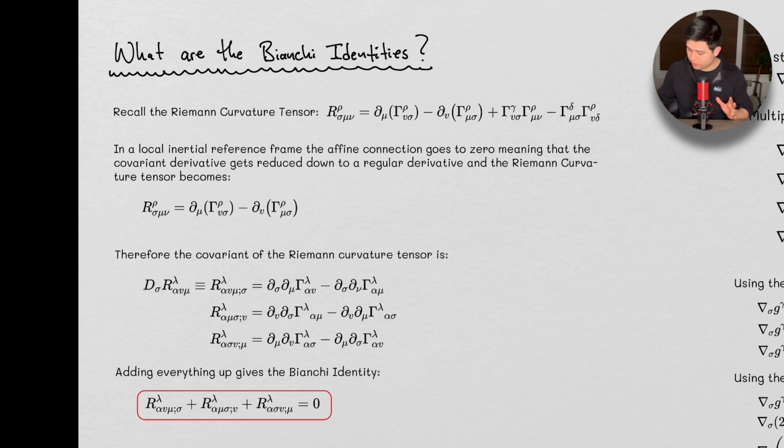So we're going to start off with recalling the Riemann curvature tensor. This is something we've sort of belabored ourselves with already a couple of times in my tensor calculus playlist and in this playlist. So in a local inertial reference frame, the affine connection will go to zero, meaning that the covariant derivative gets reduced down to a regular derivative, and the Riemann curvature tensor becomes something that looks like this. Essentially, in a local inertial reference frame, the affine connection is going to go to zero. That's why these terms go to zero, but the derivatives don't necessarily go to zero. So we keep the derivatives, and this is what our Riemann curvature tensor looks like.